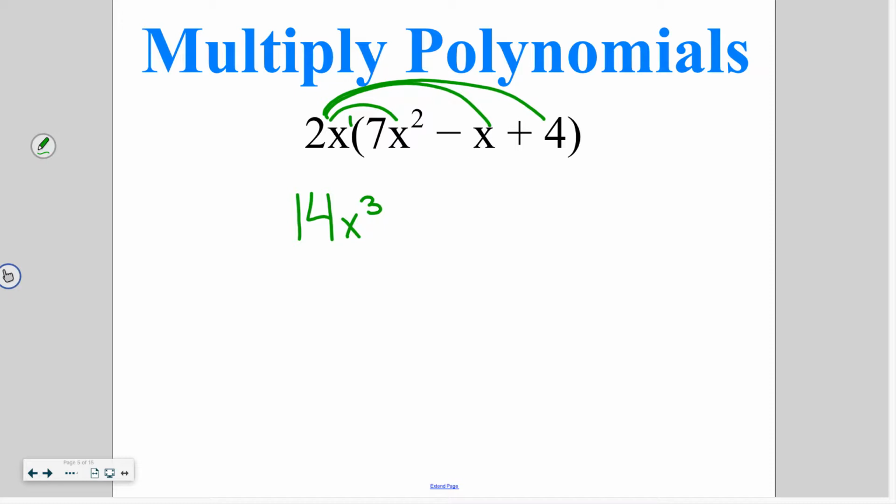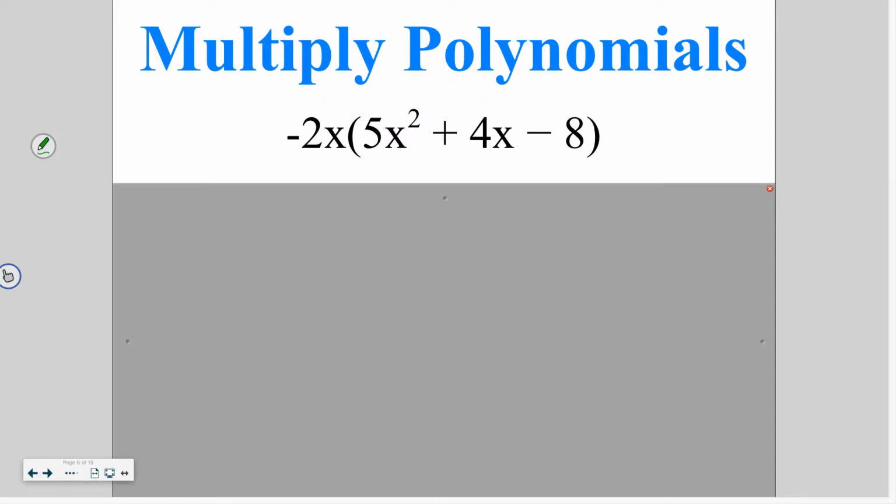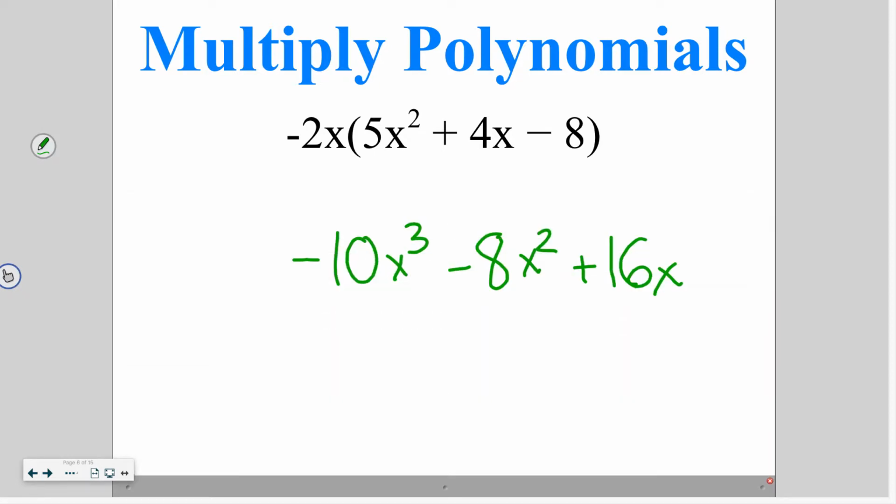2 times a negative is going to give me negative 2. And x times x is going to give me x squared. And then I've got 2x times 4. 2 times 4 is going to give me 8. And then bringing that x along as well. So we're multiplying the numbers and the variables in this case. Go ahead and try this one on your own. Being careful to bring that negative along with you, we've got negative 10x cubed minus 8x squared plus 16. Remembering a negative times a negative is a positive on that last one.